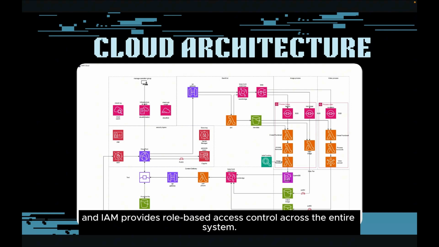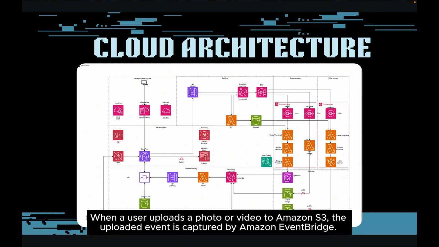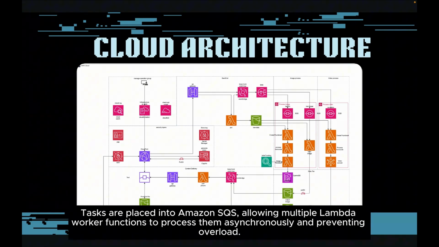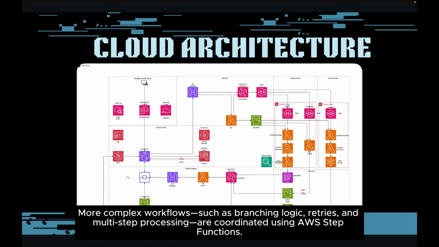entire system. When the users upload photos or videos to Amazon S3, the upload event is captured by Amazon EventBridge. EventBridge triggers our processing workflows. Tasks are placed into SQS, allowing multiple Lambda worker functions to process them asynchronously and prevent overload. More complex workflows such as branching logic, retries, and multi-step processing are coordinated using Amazon Step Functions.